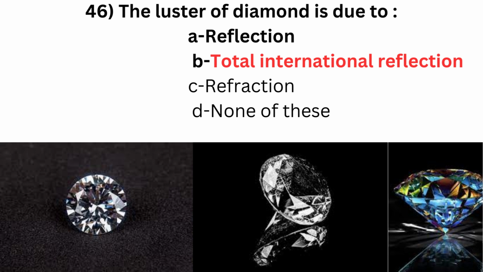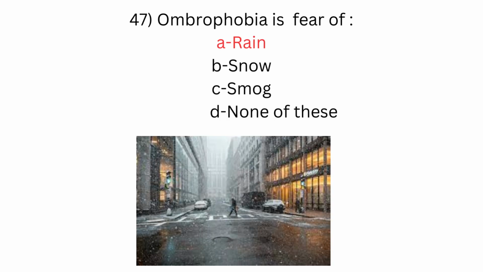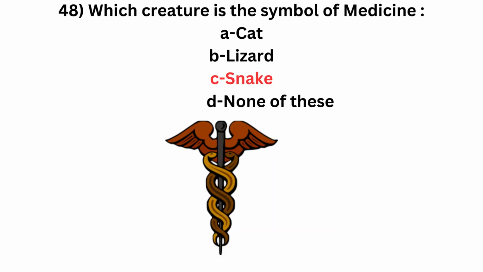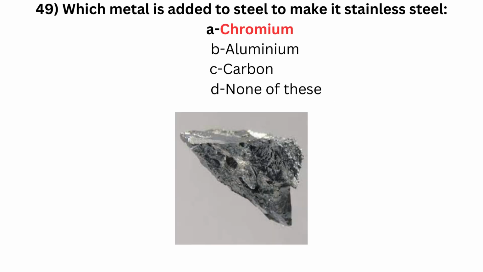And the luster of diamond is due to total internal reflection. Diamond is an allotropic form of carbon. And ombrophobia is a fear of rain. And which creature is the symbol of medicine? So it is the snake.